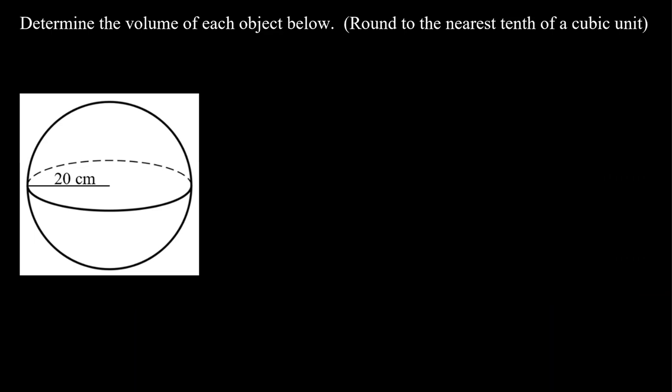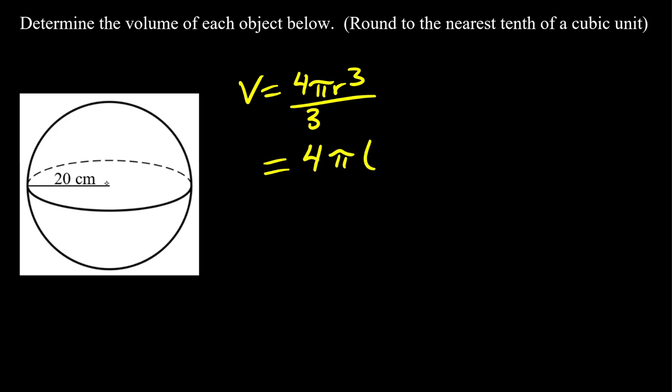Let's put this into practice. Determine the volume of each object below. This is a sphere. I know what the volume of a sphere is: 4 thirds pi r cubed. If we plug in the information, 4, pi, and our radius is 20, so 20 cubed, divided by 3. In my calculator, I'll go 4 times pi times 20 cubed divided by 3.